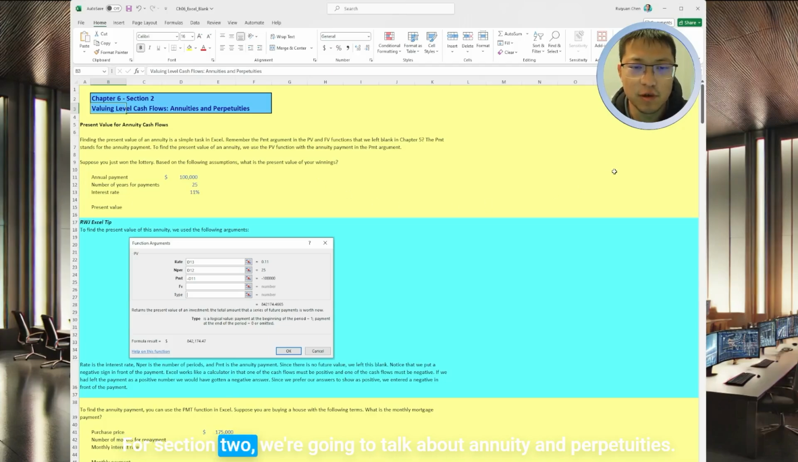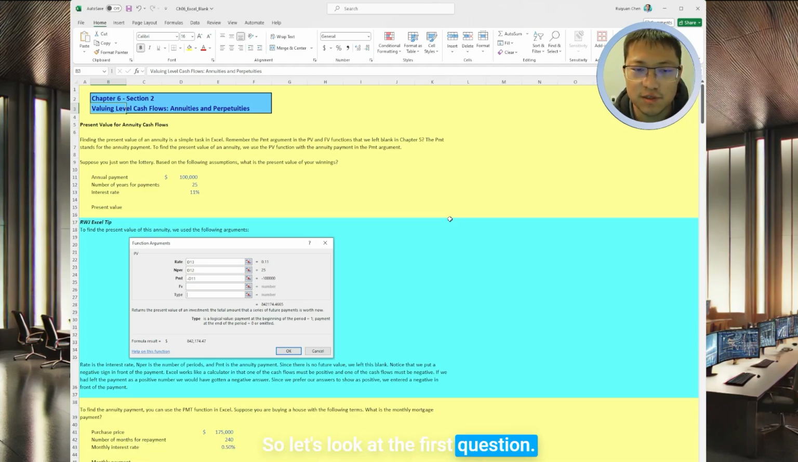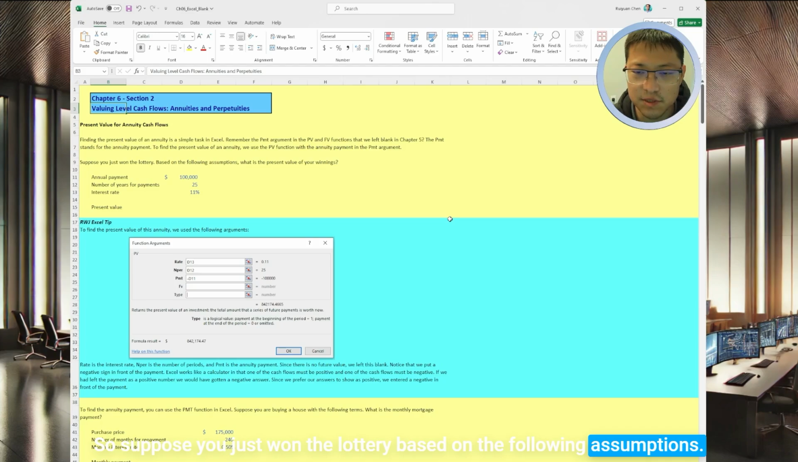For section 2, we're going to talk about annuity and perpetuities. Okay. So let's look at the first question. Suppose you just won the lottery based on the following assumptions. What is the present value of your winning?